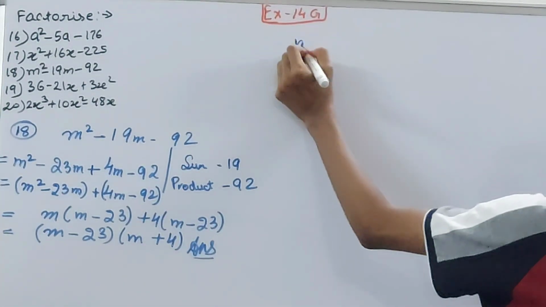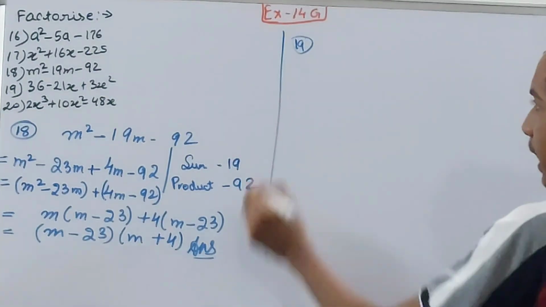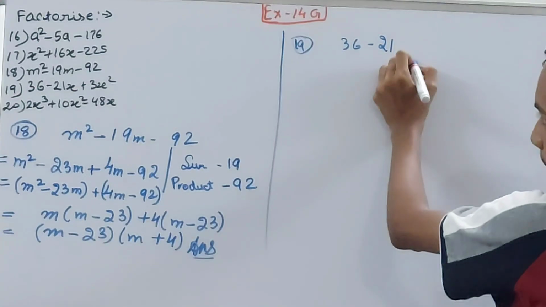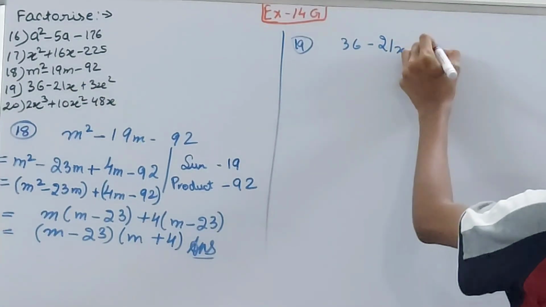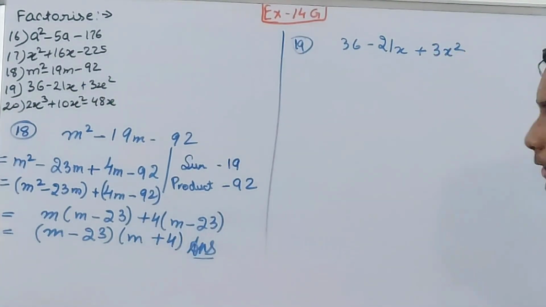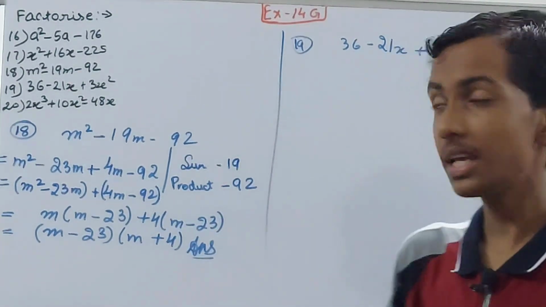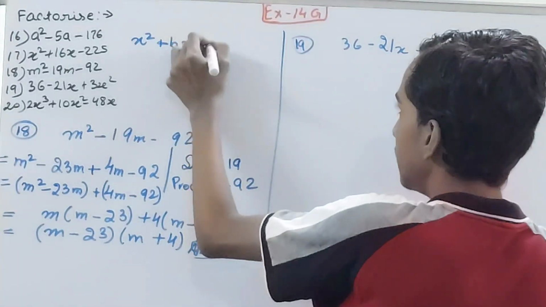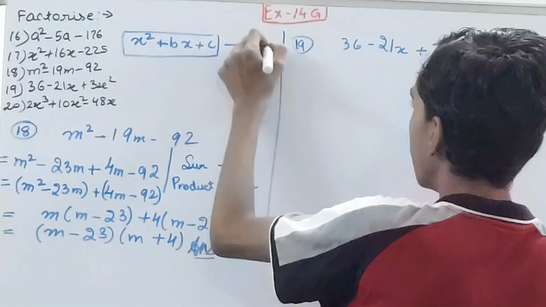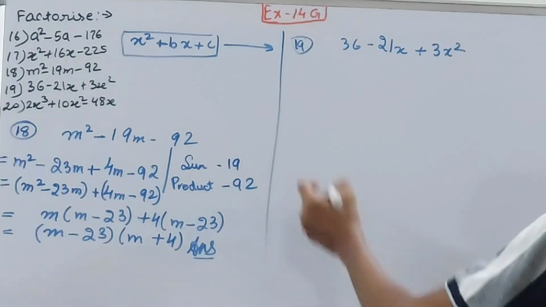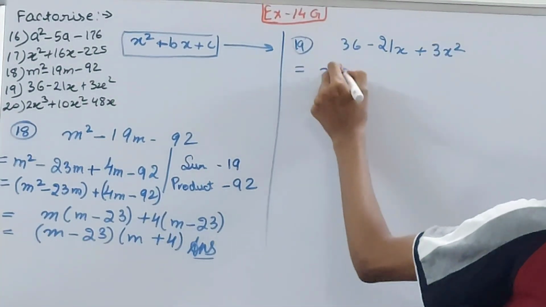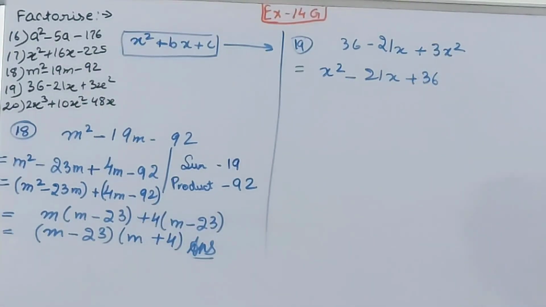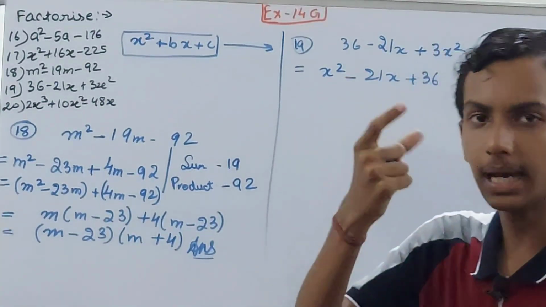This is the 19th question. What does this have to say? 36 minus 21x plus 3x square. First of all, what we will do, we will rearrange it into the form of x square plus bx plus c. Bring this expression into this form, right? See what will happen if we rearrange. So this will become x square minus 21x plus 36.